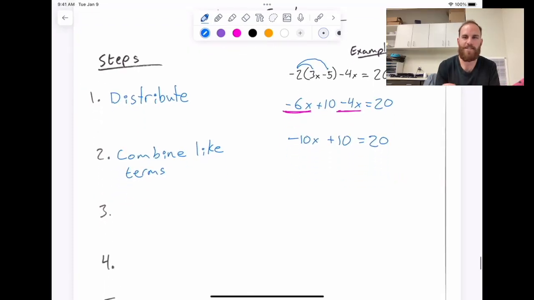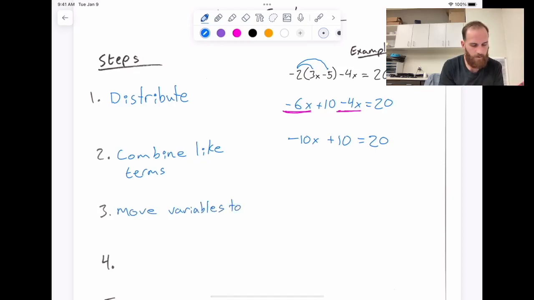Now here I kind of have a decision to make, all right? It's been made for me, but I've got to figure out which side of the equal sign I want my variables on. I usually move my variables to the left side, right?